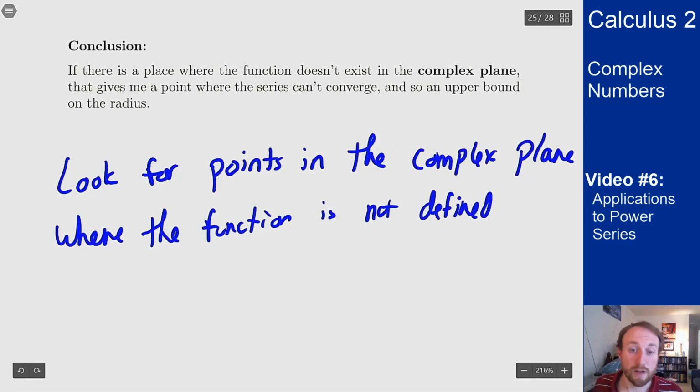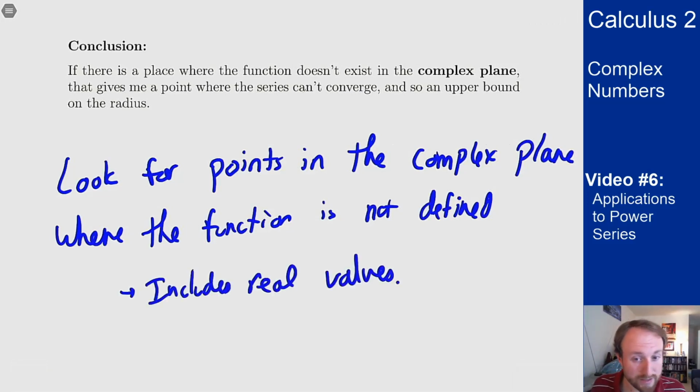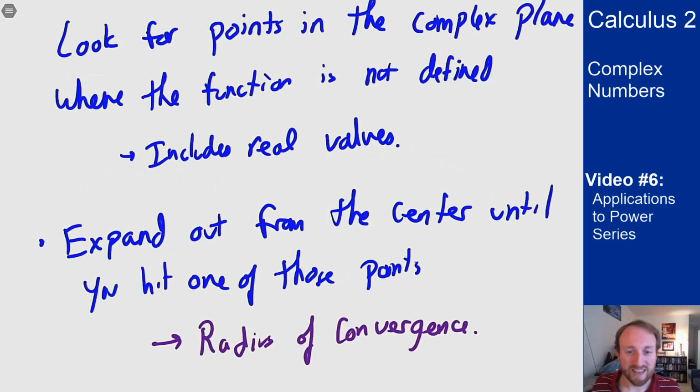This includes real values as well because they're also part of the complex plane. And those give me points where my series cannot converge. And so if I have a center point, I can expand out from that center point until I hit one of these issue points, and that will give me the point at which my radius of convergence has to be, because it can't go beyond that point, and it's going to converge everywhere inside that. And this gives us a way to think about the radius of convergence, as well as how this has to work if we view it as a complex setup, and not just a real numbered setup.